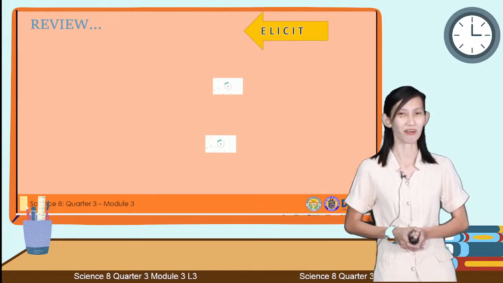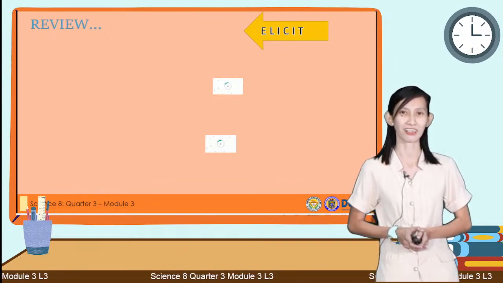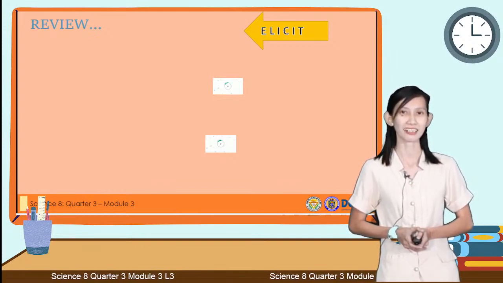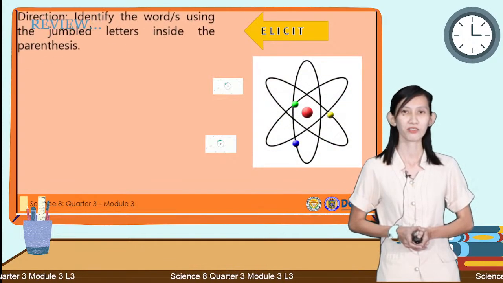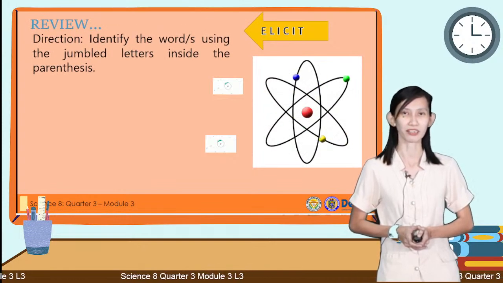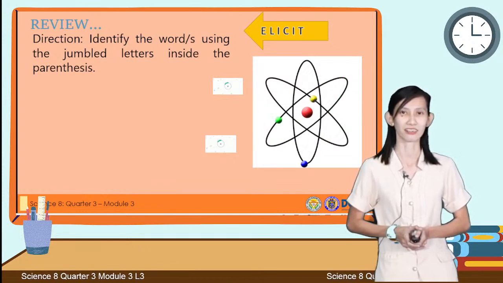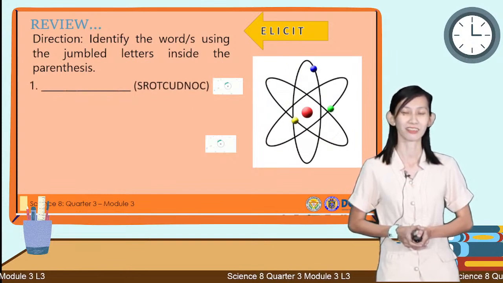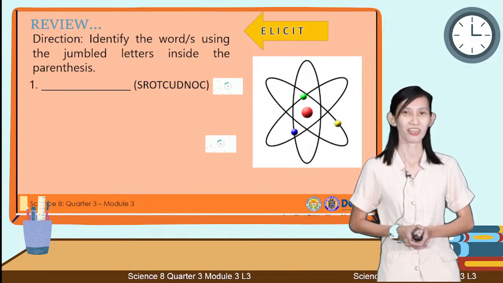Before we start our new lesson, let's have a short review of your previous lesson. If you haven't watched your previous lesson, you may watch it on our YouTube channel at SDO SCCP TV. So going back to our review, you are going to identify the word or words using the jumbled letters inside the parentheses. You may type your answer in the comment box. For jumbled letters number 1, I'll give you 5 seconds to think of the answer.